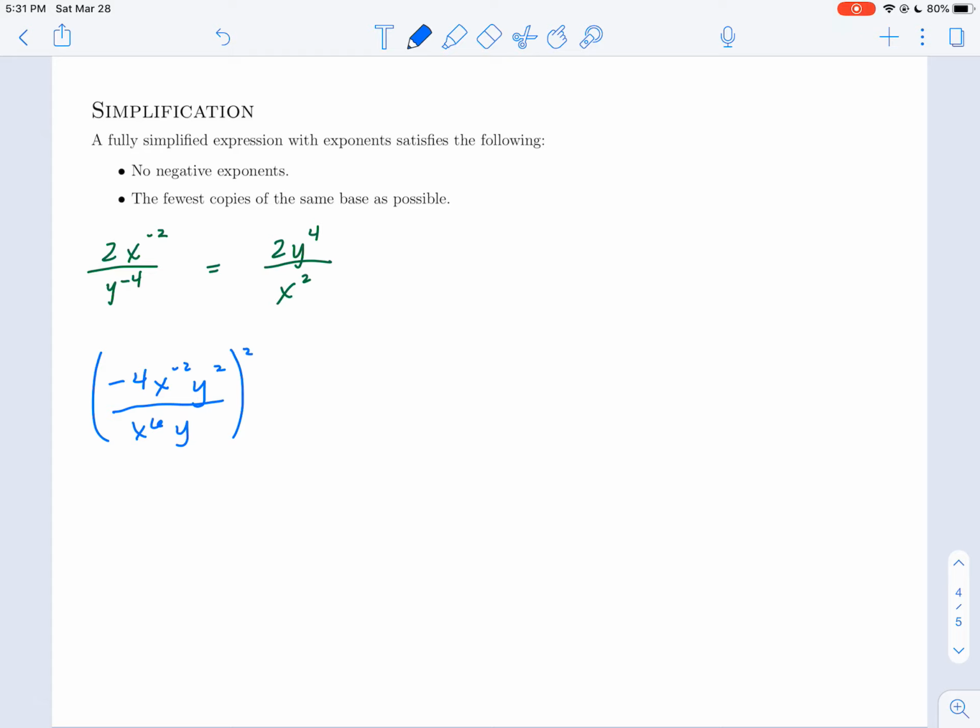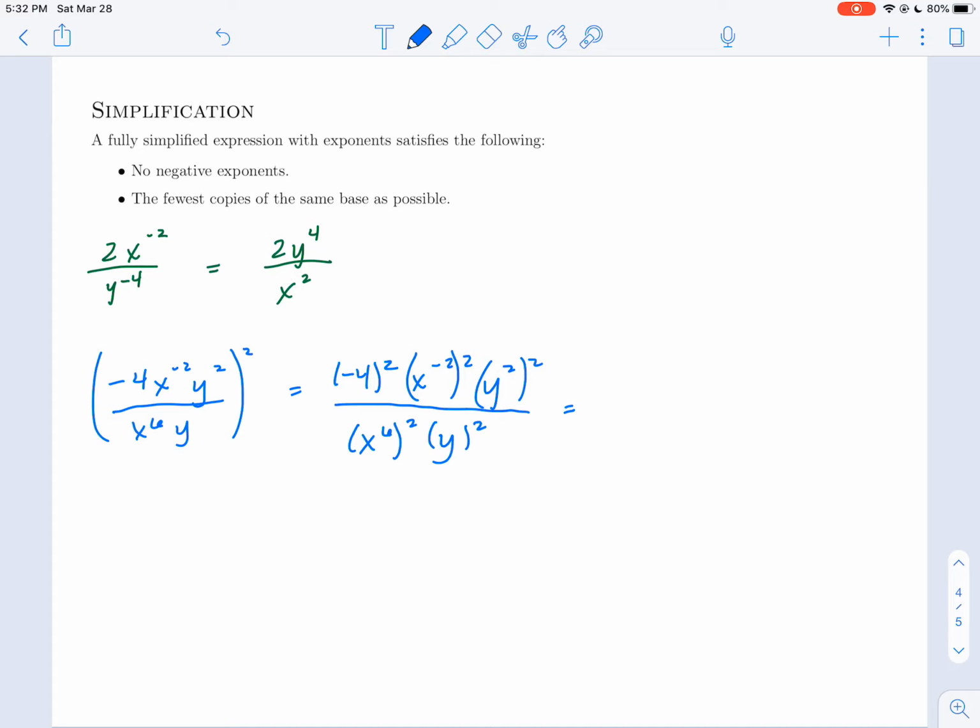Okay, I'm going to start by taking that 2 on the far outside and giving it to each one of my terms. So I'll take this -4 and square it, x to the -2 squared, y squared squared, all in that numerator. And in the denominator, I'll have that x to the 6 squared and that y squared. That was a combination of rules 4 and 5, that quotient rule, product rule combination that we talked about at the end of the first video. The next thing I think to do is the power rule. I see a lot of things that are a base to an exponent and then that whole thing raised to another exponent, so I want to simplify those.